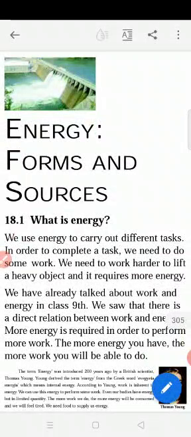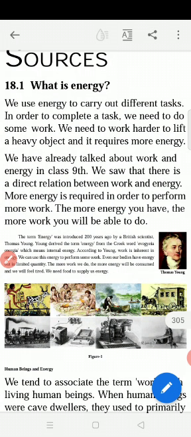Okay, first we study what energy is. Here we use energy to carry out different tasks, that means different works, and how much energy we have, that much work we can do. We have already talked about work and energy in class 9th. We studied potential energy and kinetic energy. All energies depend upon only two types. Some energies come under potential energy and some energies come under kinetic energy.